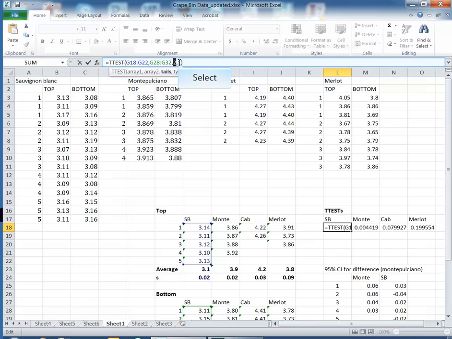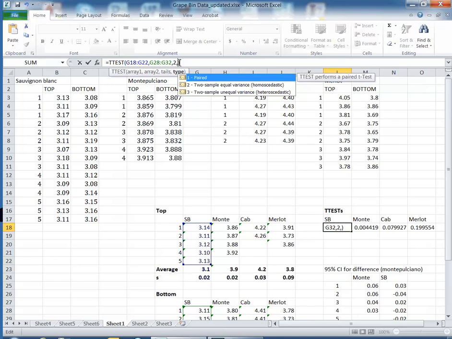And then the type, if I just take that away, it'll give us the options. We just have 3 options for the type of t-test. The first one is paired. Are each of the data points paired? The second and third are when they're not paired, and we'll only ever use 3, 2-sample tests where there's unequal variance. So we only ever use 1 or 3.